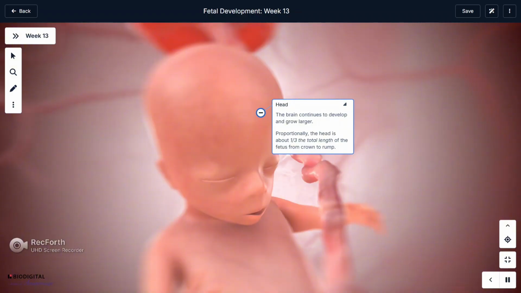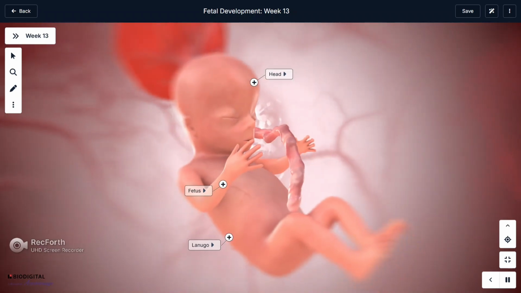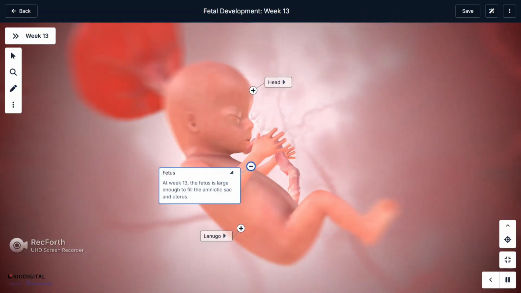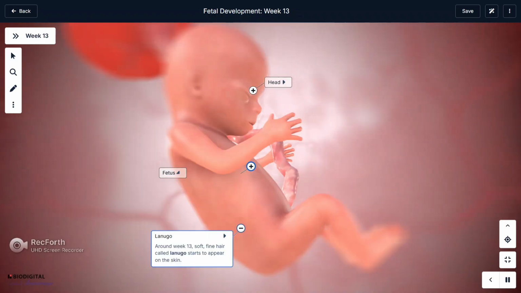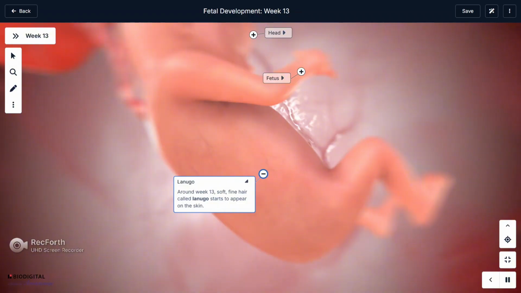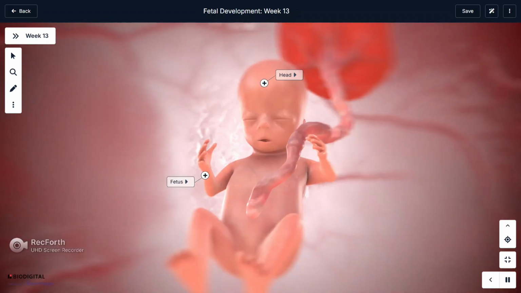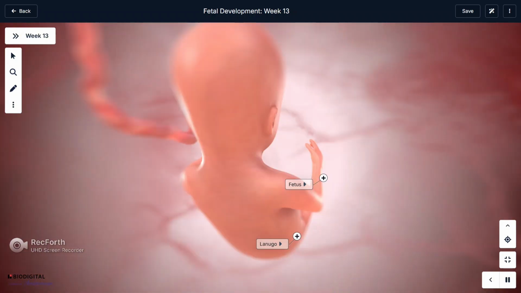And by week 13, the brain continues to develop and grow larger. Proportionally, the head is about 1/3 the total length of the fetus from crown to rump. At week 13, the fetus is large enough to fill the amniotic sac and uterus. Around week 13, soft, fine hair called lanugo starts to appear on the skin. So this is the development of the fetus by week 13.